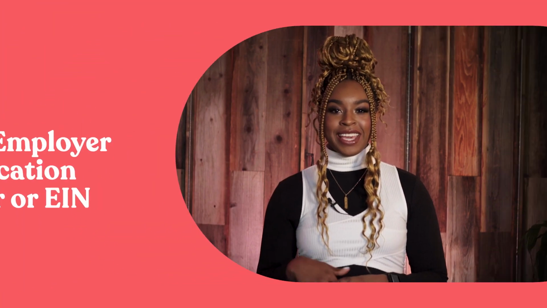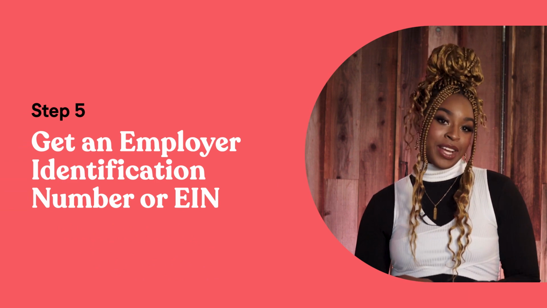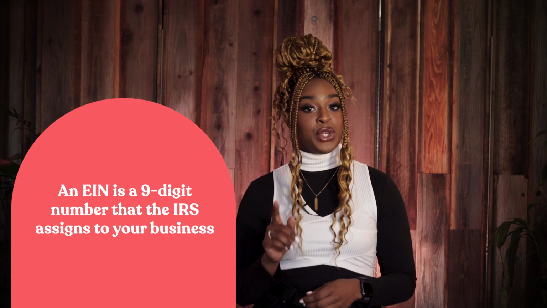Step 5. Get an Employer Identification Number, or an EIN. An EIN is a 9-digit number that the IRS assigns to your business. You'll use this number for tax filing and reporting purposes, both with the IRS and the state of California, and to open a business bank account.